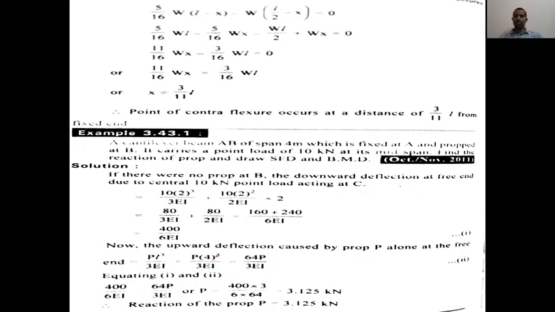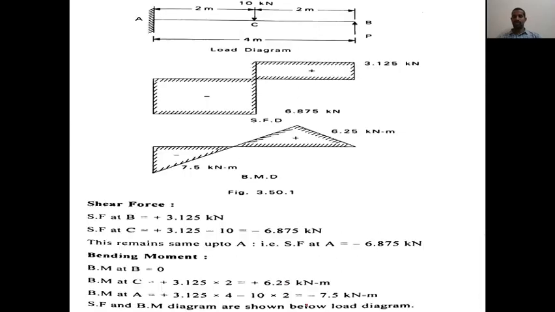Now we have two equations, one 400 by 6EI and the second one 64 P by 3EI. Both are equal to deflection. You can equate these two, or the sum of 1 and 2 must be equal to 0, and when you simplify, you will get the prop reaction P equal to 3.125 kilonewtons.